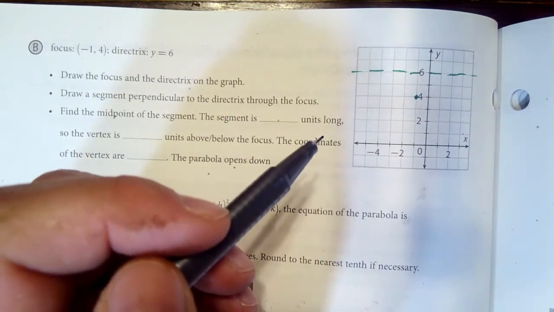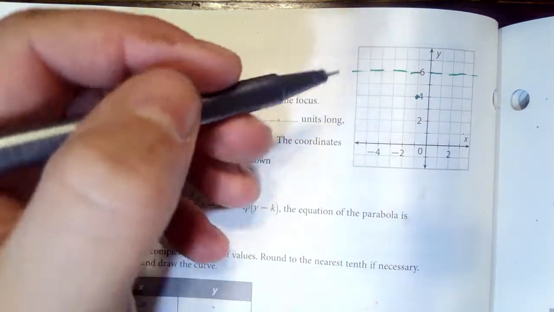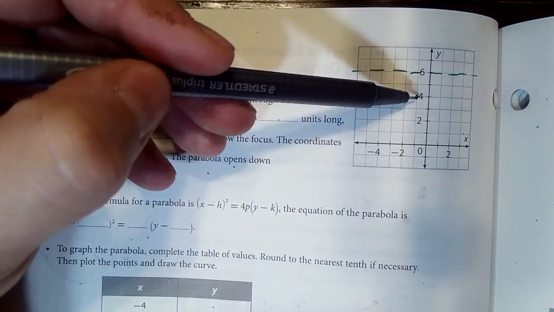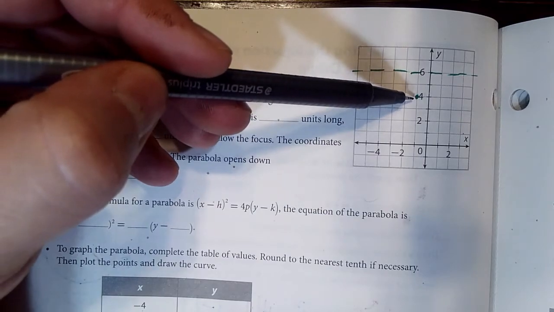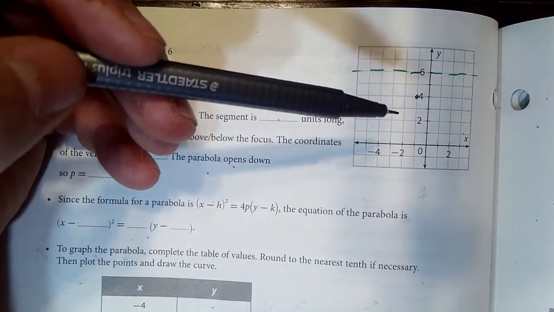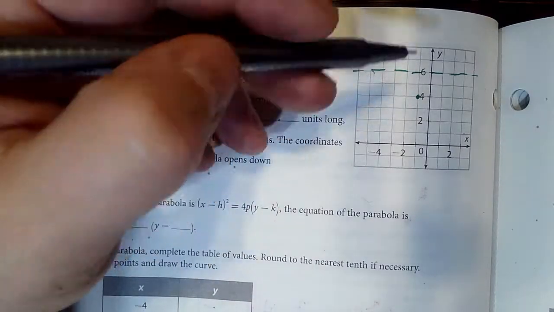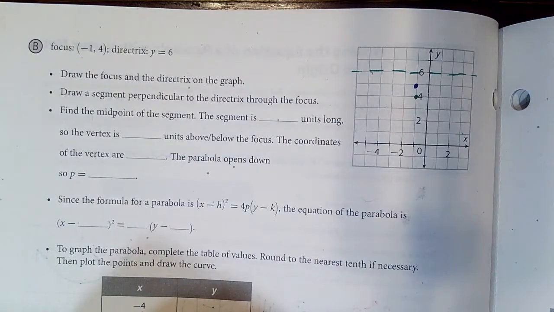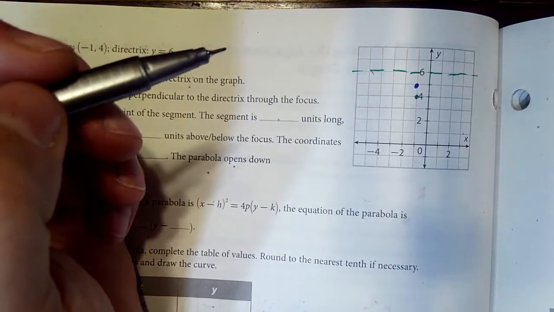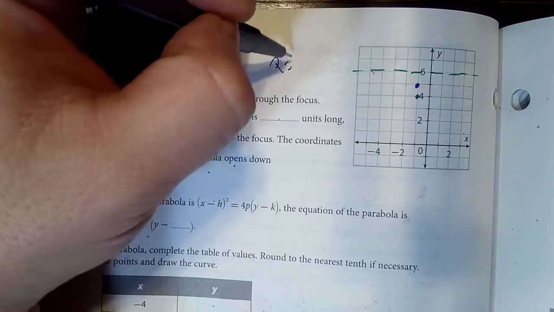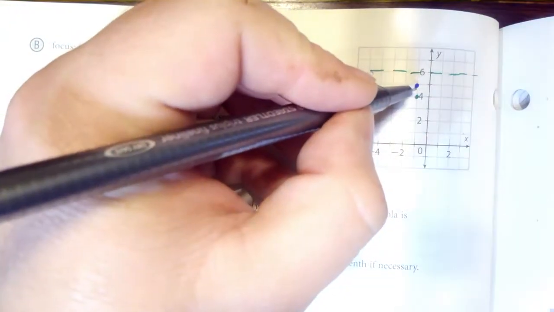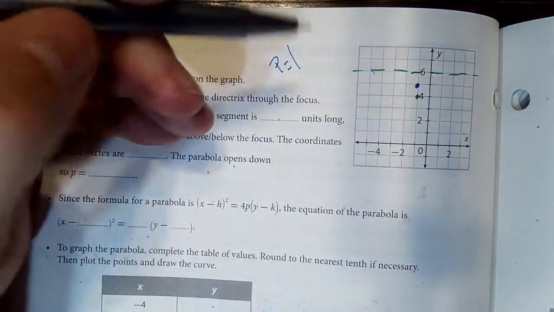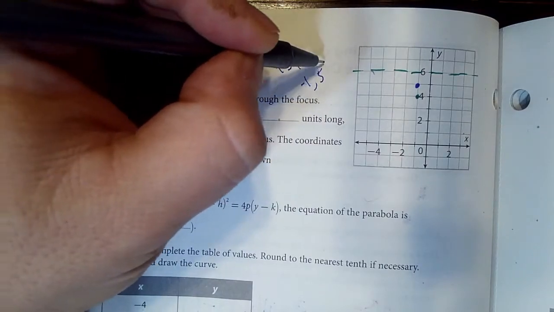But we first need to find the vertex. So in order to find the vertex, I want to figure out how far is it from this point right here, the focus, to the directrix. So from 4 to 6, that's 2 spaces. We cut it in half. Half of 2 is just 1, which means the vertex is right there. How far is 4 from 5? 1 space, which means our P equals 1. And our vertex is right here at this location. So that's -1, 5.